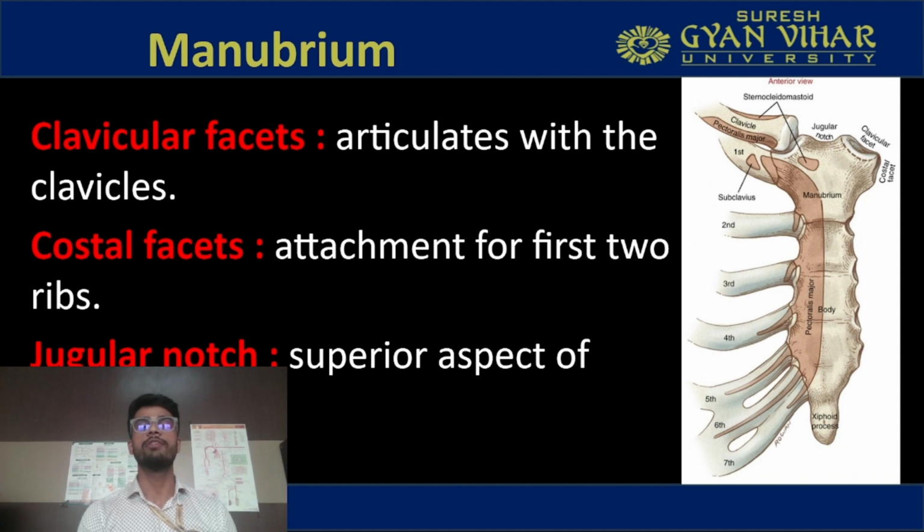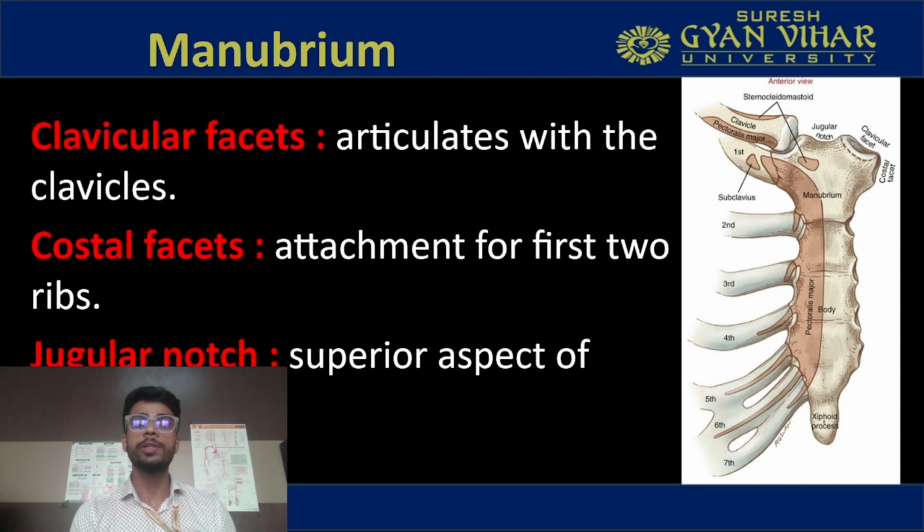First is the clavicular facet. The clavicular facet is the impression present on the manubrium to accommodate the clavicle. So the clavicle comes and articulates with the sternum at this clavicular facet to form the sternoclavicular joint.